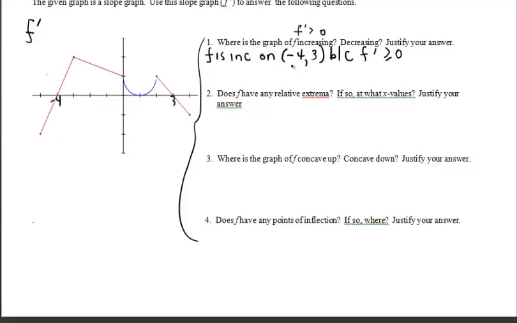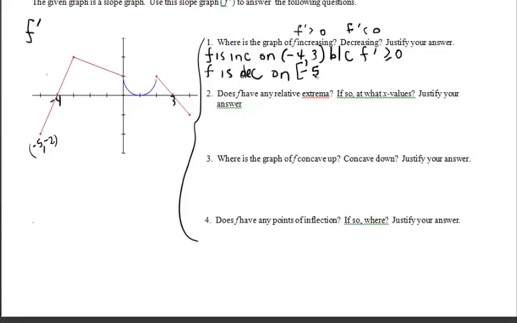All right, where's the graph decreasing? Well, f is decreasing where the slopes are negative. So decreasing means f prime is less than 0. Well, this is an f prime graph we're looking at. So the function is decreasing on, and I see that it does decrease on 1, 2, 3, 4, negative 5. This is the point negative 5. It appears to be negative 2. The graph is decreasing on negative 5.